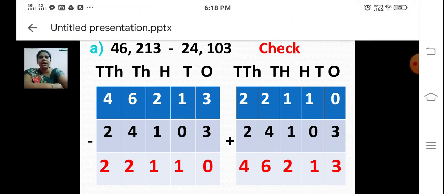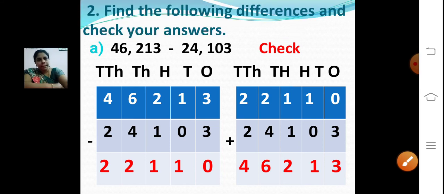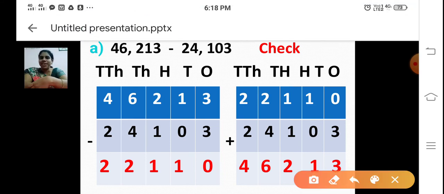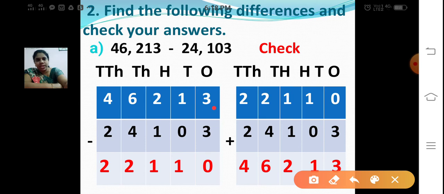Let's subtract these two numbers now. So we have to start from the ones place. 3 minus 3. 3 ones minus 3 ones. When you subtract a number from itself, my answer is 0. So write it down. 3 minus 3, 0. Now tell me what will be my answer. 1 minus 0. Yes, 1. 1 minus 0 is 1.